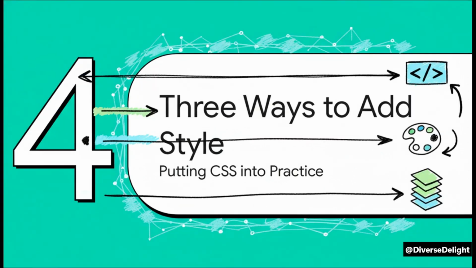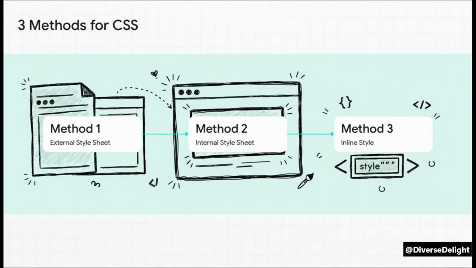All right, so we've got the grammar down. Now let's talk about putting it into practice. Turns out there are 3 main ways you can actually apply these style rules to a web page. Those 3 methods are external, internal, and inline. And each one is used for a very different situation. So knowing which one to pick is really important.